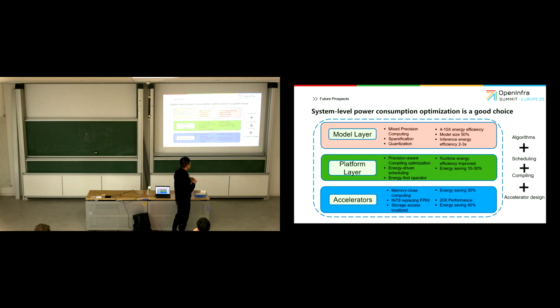So you need to combine the algorithm, scheduling, and accelerator design, the whole part, to make sure your application runs on the most efficient hardware, and you also have a system to manage the power saving strategy. So that's our thought for the system level: from high level to low level, this optimization is a good choice.